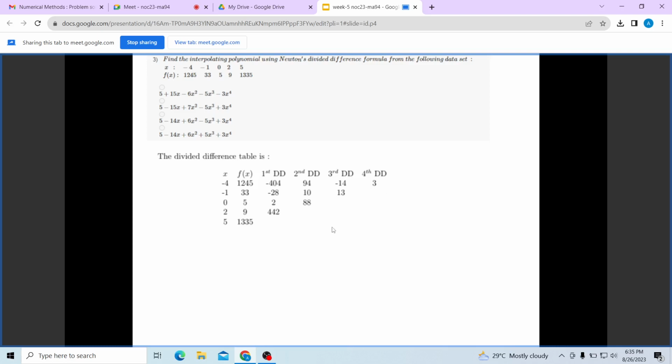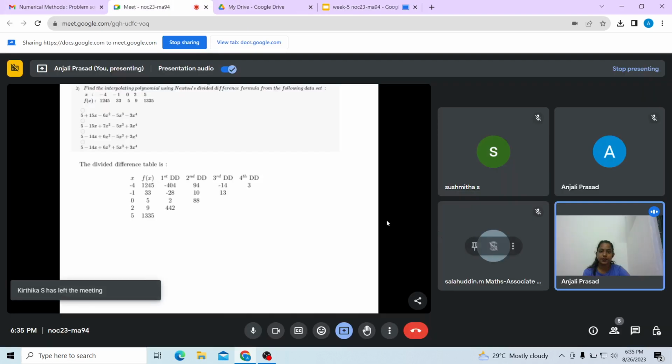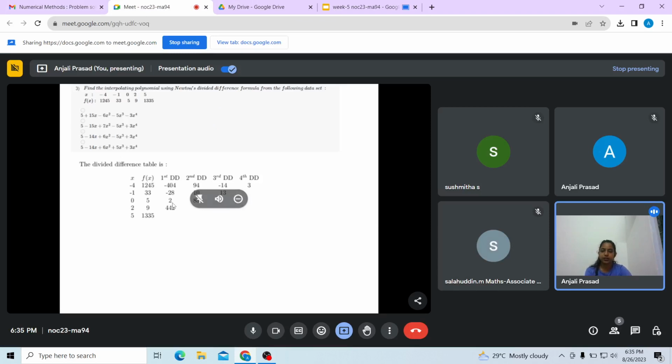And check your values. Is it correct? If you have doubt in any of the steps, tell me, in calculating either first divided difference column, second divided difference column, third or fourth. Okay. So for the fourth divided difference column, how will you proceed? Similarly, 13 minus of 14 and divide by, this corresponds to these values, x equals minus 4 and 5. Okay, so 5 minus minus 4. So we'll get it 3. Is it clear?